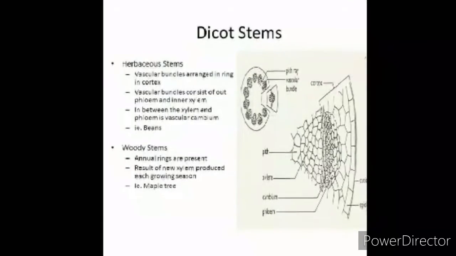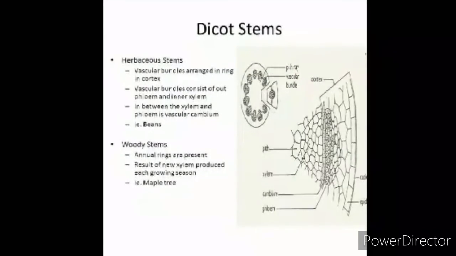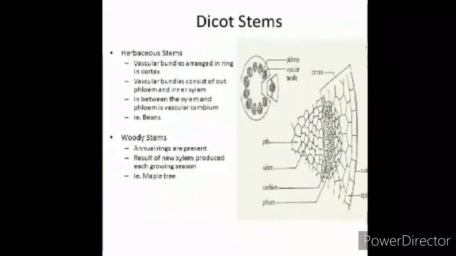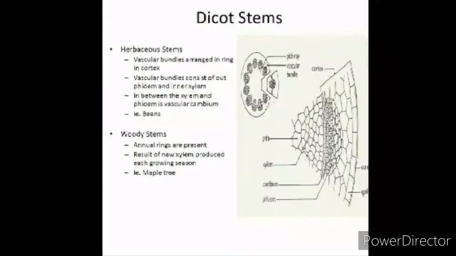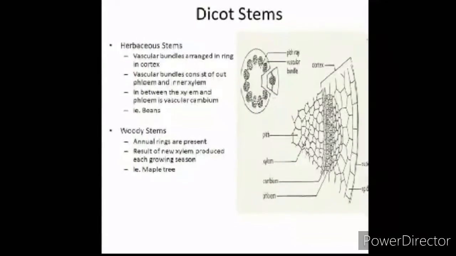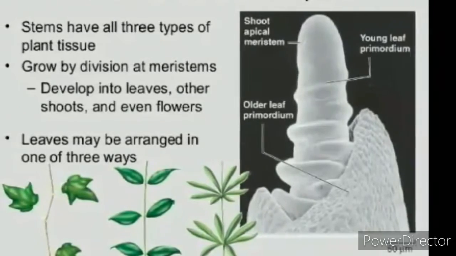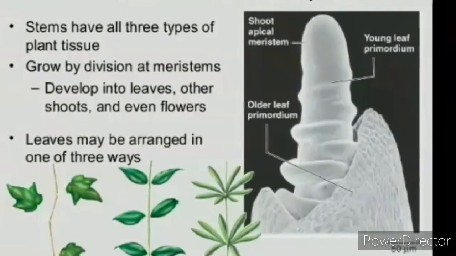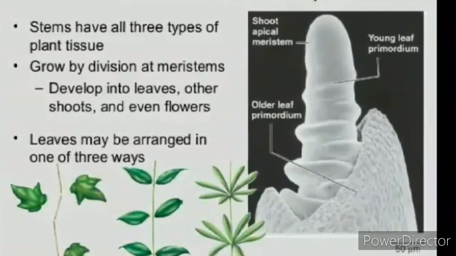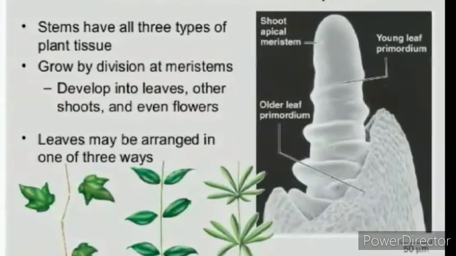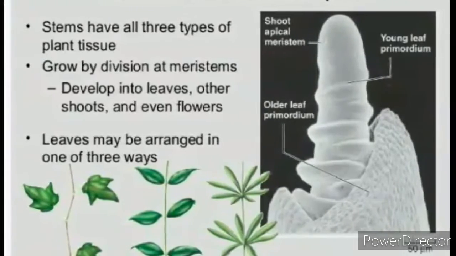Second is woody stems. Annual rings are present, the result of new xylem produced each growing season. An example is the maple tree. Stems: structure and development. Stems have all three types of plant tissue, and grow by division at meristems, developing into leaves, other shoots, and even flowers.